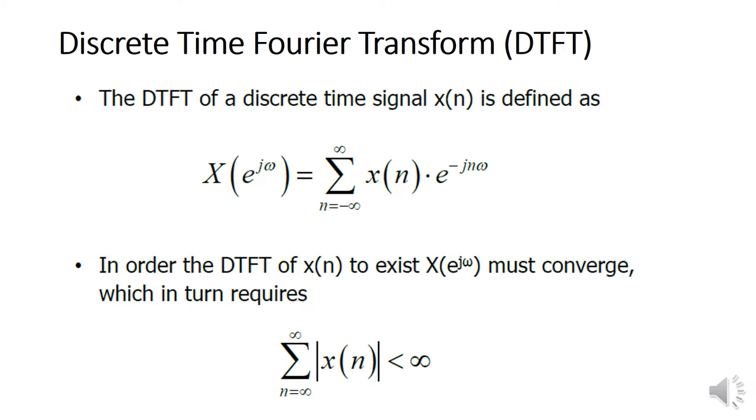That's because this is like a transformation from one domain to another. So e^jω represents the frequency domain, and x[n] represents the discrete time domain, right? But there's one condition that must be satisfied. In order for the DTFT of x[n], that is X(e^jω), to exist, it should converge. Converge means, when we are substituting x[n] from n equals minus infinity to plus infinity, that is a series, and that series should be less than infinity in order to find X(e^jω).